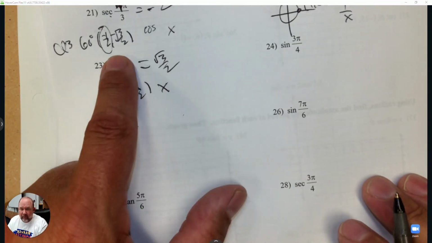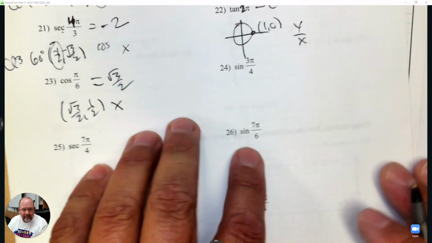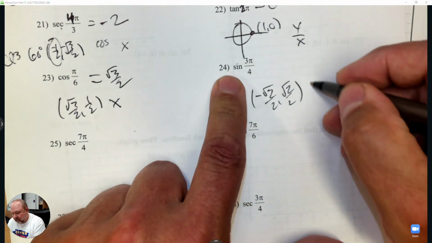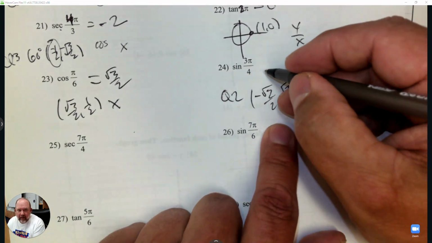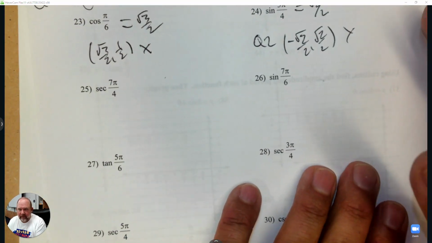So when it's in the first quadrant, the point should be real simple, and then the rule, and then the answer. 3 pi over 4 is in quadrant 2, and it's negative and positive. And sine goes with the y coordinate. So it's positive root 2 over 2. Again, you should really do it first. I know I'm going fast.